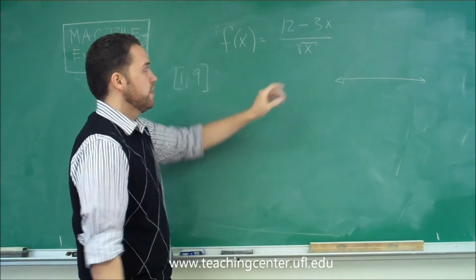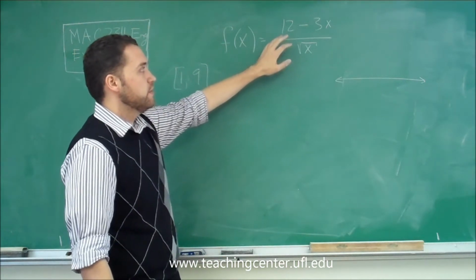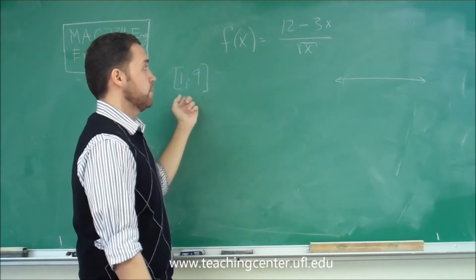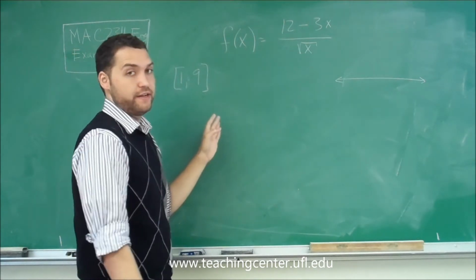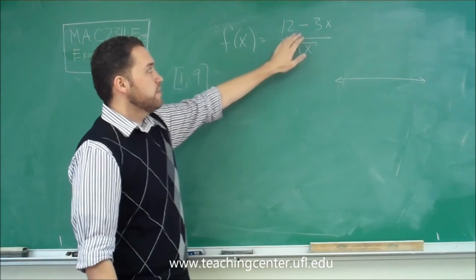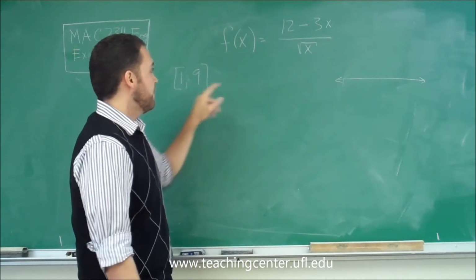So what you should do is ask when this is either 0 or undefined on this interval. You can see it's undefined at 0, which isn't on the interval, so we don't have to worry about that. But it's going to be 0 at 4, and 4 is on the interval.